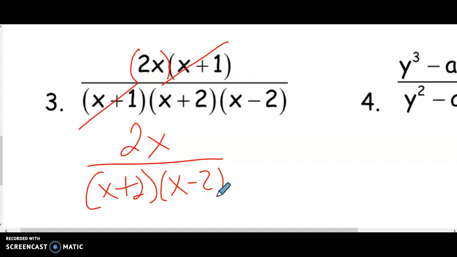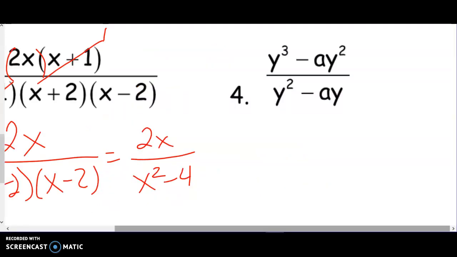Do not try to cancel out any x's. The parentheses locks in the x there. Similarly there. Do not try to cancel it with this guy. Cannot be done. So 3 is simplified as far as it can go. If you want to multiply your denominator, you could. Not really necessary. But you would get x squared minus 4 as it is a difference of squares. Number 3 is done. Number 4, if it is not factored, you want to factor it out.